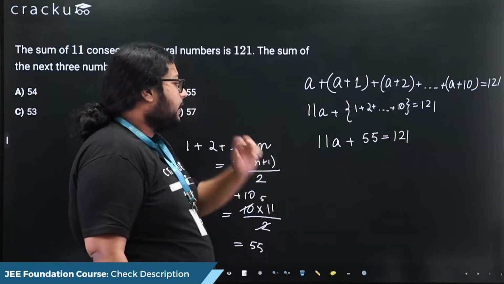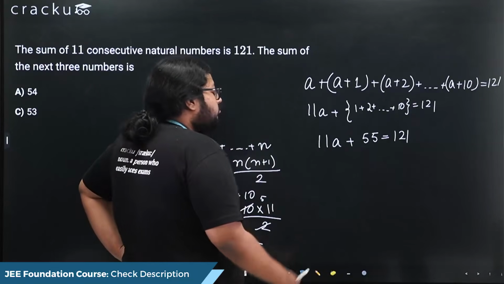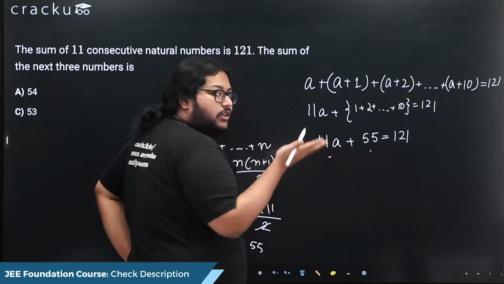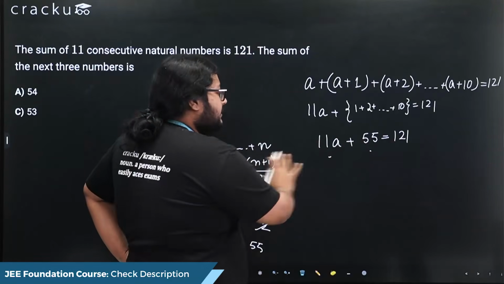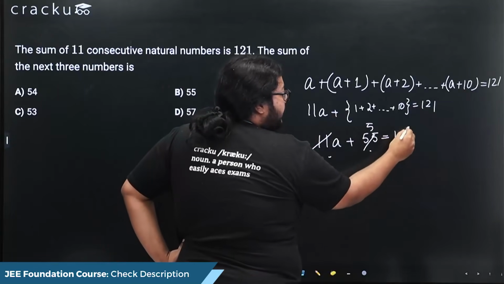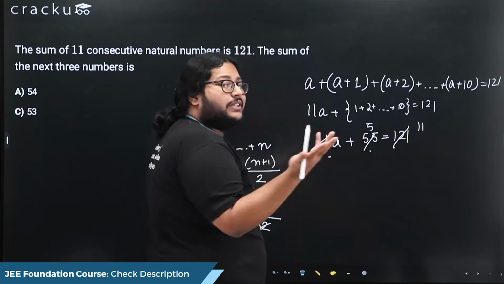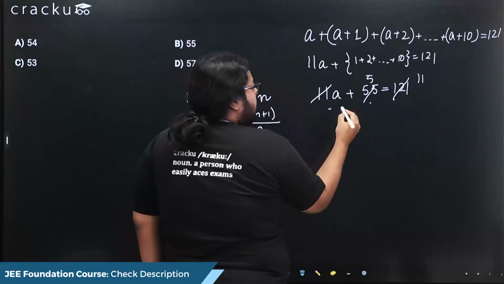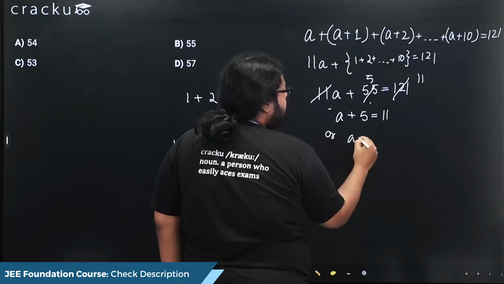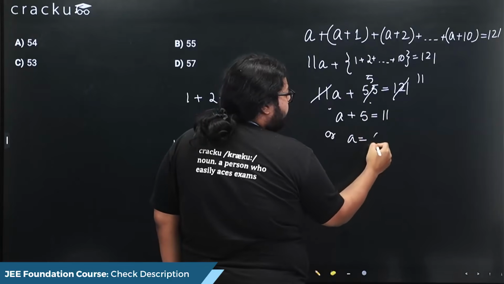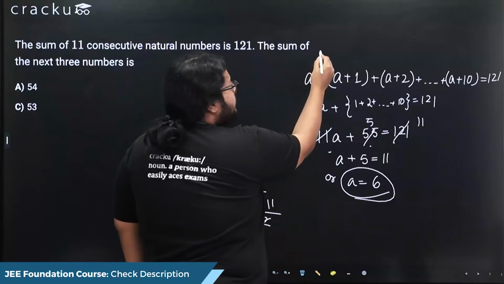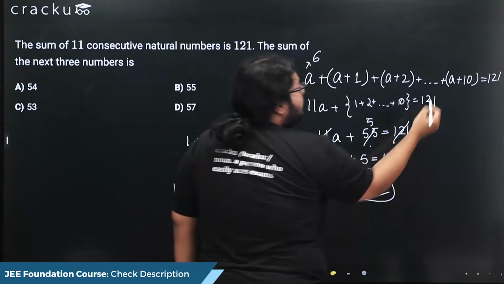From here I can figure out the value of A. If you notice, 11A, 55, 121, all of these are multiples of 11. So just take 11 common and cancel it out. This becomes 5 and this becomes 11, because 11 into 11 is 121. So the equation becomes A plus 5 is equal to 11, or A is equal to 11 minus 5, which is 6. So the numbers start from 6 and go all the way till 16.